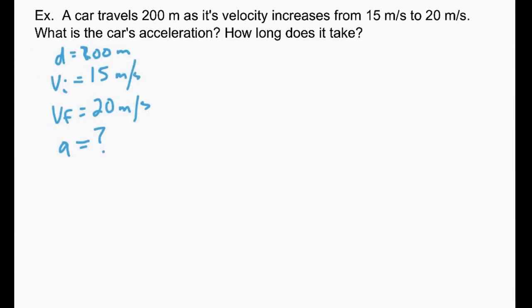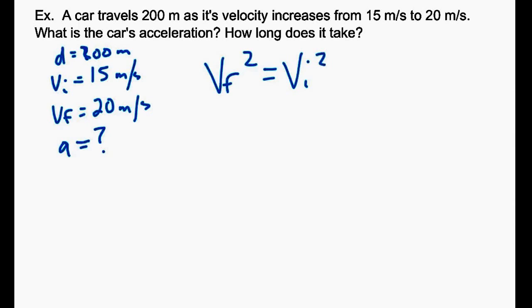So I'll rewrite it here so we can see it. So we have VF squared equals VI squared plus 2AD.